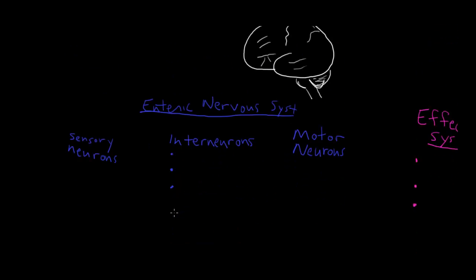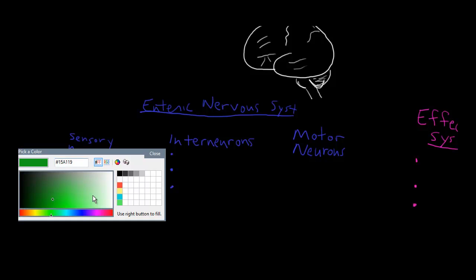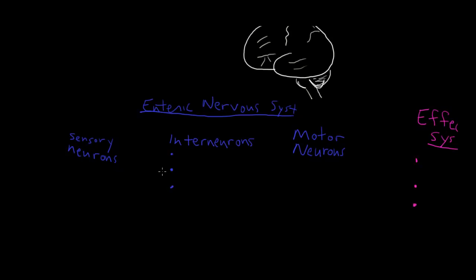So we have three types of neurons in the enteric nervous system. There are sensory neurons. There are the interneurons. These are relaying information either downstream or upstream in the gastrointestinal system, and within the enteric nervous system. That information does not leave. And then we see the motor neurons.